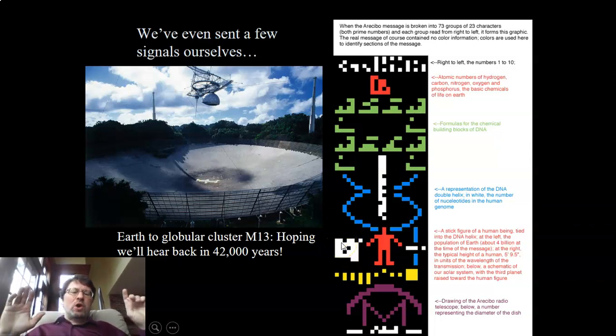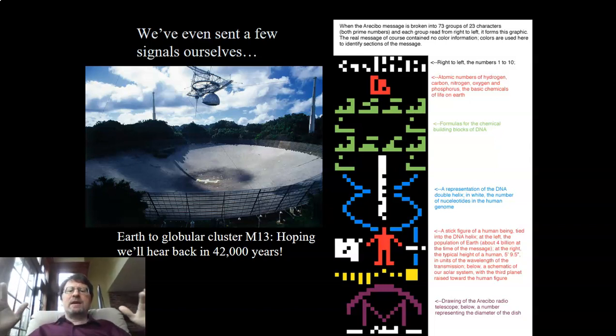Now, this signal was sent to the M13 globular cluster. And the idea there is that in a globular cluster, you have many stars packed together. And presumably, there'll be planets around those stars. And the more stars and planets there are, the more likely you're going to stumble across one that had life on it. Now, M13 is 21,000 light years away. And so for that signal to get there will take 21,000 years.